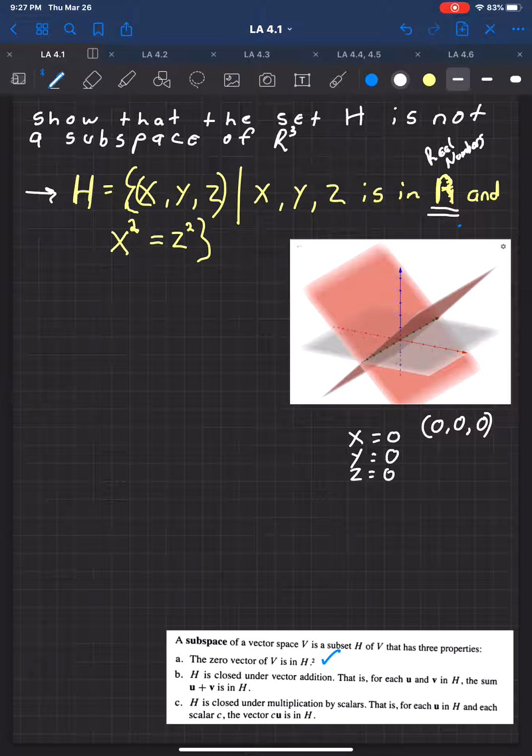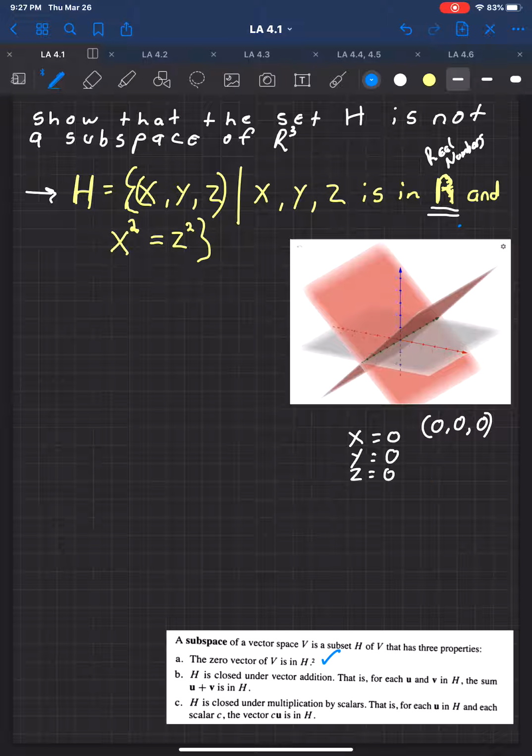Okay, now let's go up to our criteria. Is 0 a real number? It is. So the first condition is met. Now let's go to the second condition, which is x squared must equal z squared.